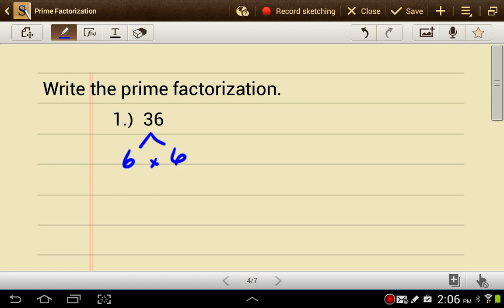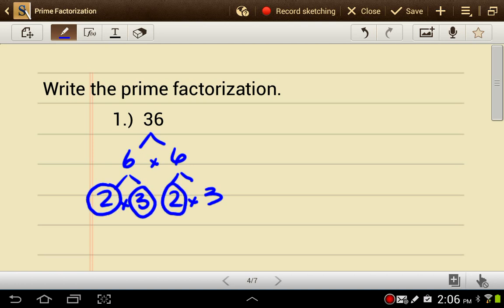Now I look. 6 and 6, they are both composite. I'm looking for prime numbers, so I'm not done yet because they are not prime. I got to get to prime numbers. So what I do then is break them down with some more branches. I figure out what times what equals this 6. That's 2 times 3. Do the same thing for the other one, 2 times 3. Now I look to see if any of them are prime. All of them are prime. This is what I do with prime numbers: I circle my prime numbers. That means I'm done with them. I found them.